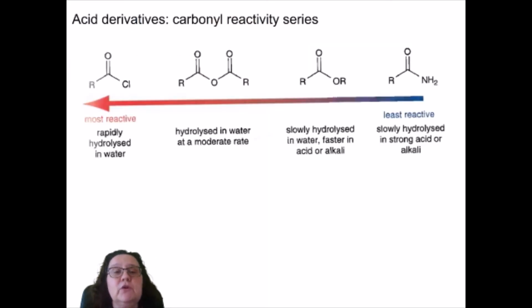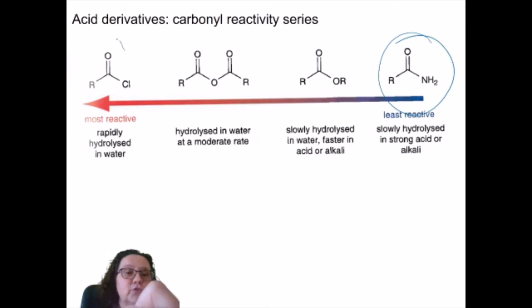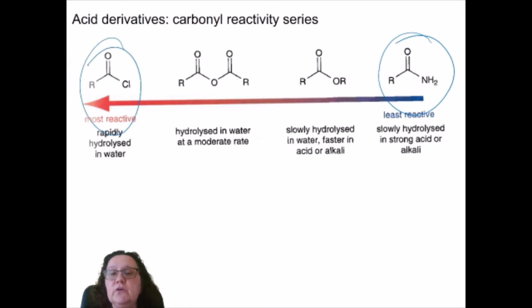So this is what we call the carbonyl reactivity series, from the least reactive on this part of the scale to the most reactive one. So you've got amides, which react slowly, they hydrolyze slowly, and they need strong acid or alkaline conditions. Then esters, which do hydrolyze in water, but the process can be slow, and it gets accelerated if you use an acid or a base.